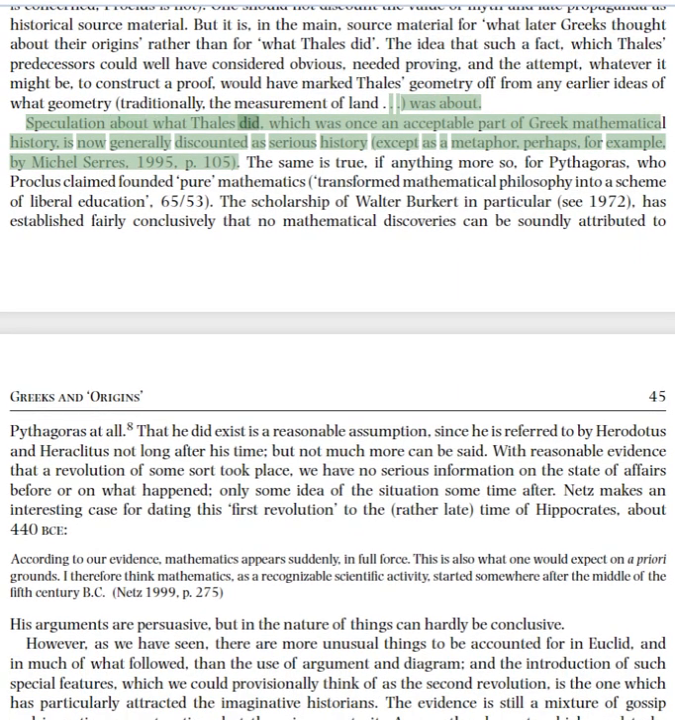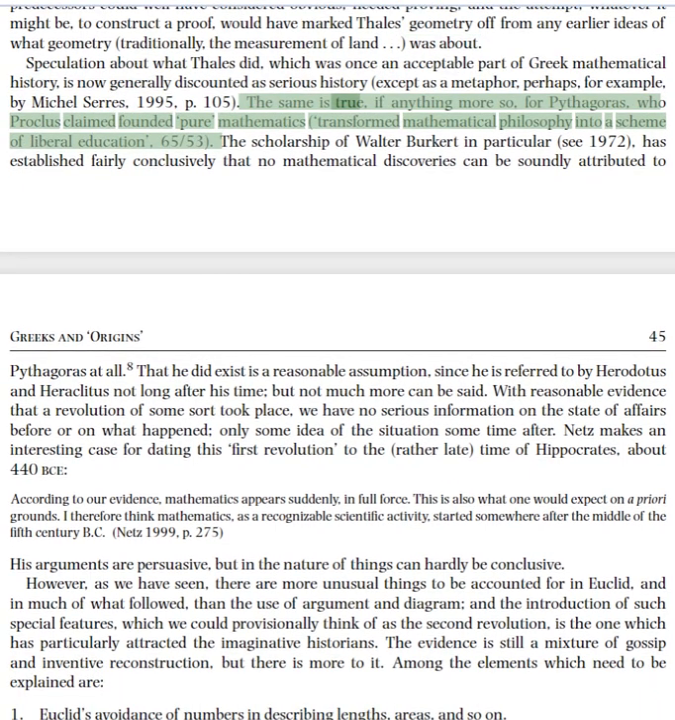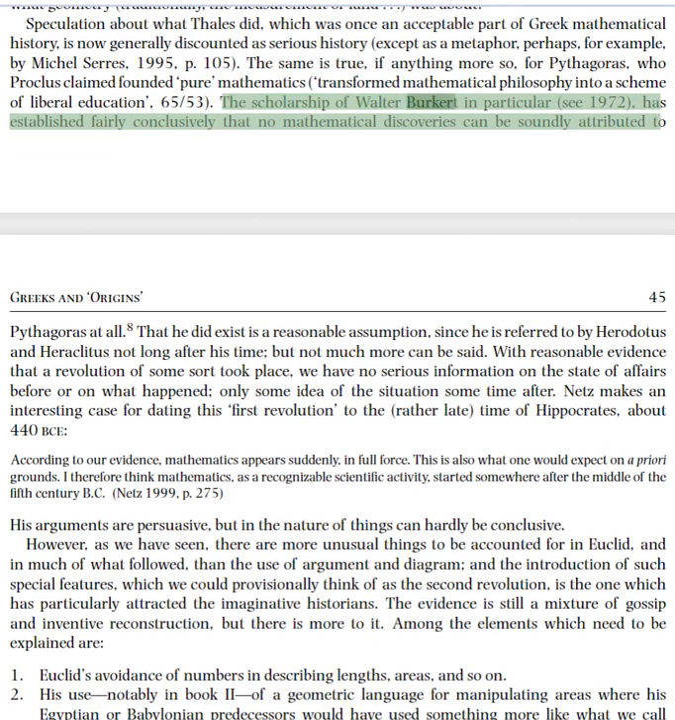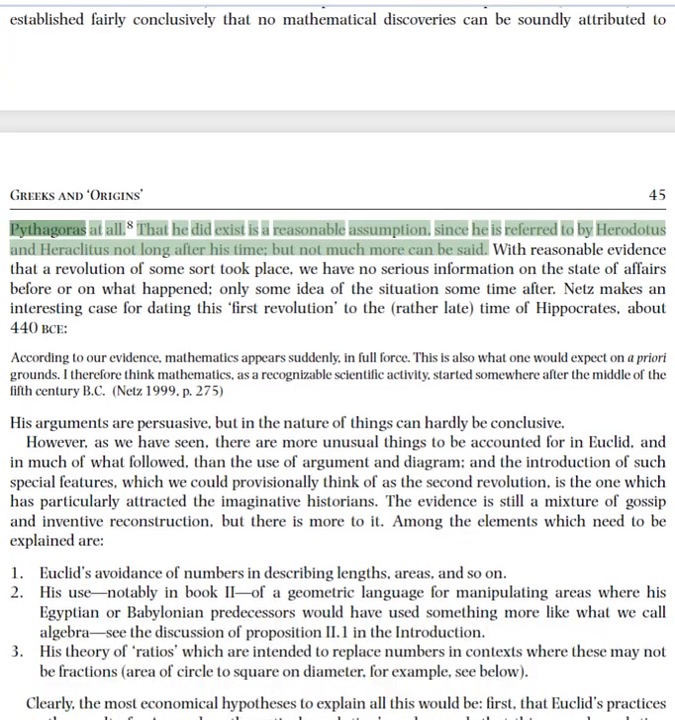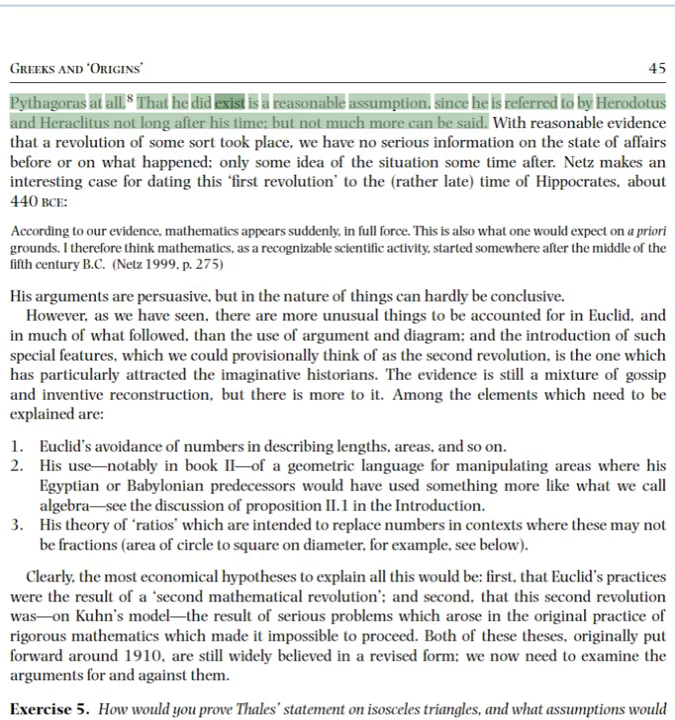Speculation about what Thales did, which was once an acceptable part of Greek mathematical history, is now generally discounted as serious history. The same is true, if anything more so, for Pythagoras, who Proclus claimed founded pure mathematics. The scholarship of Walter Burkert in particular has established fairly conclusively that no mathematical discoveries can be soundly attributed to Pythagoras at all. That he did exist is a reasonable assumption, since he is referred to by Herodotus and Heraclitus not long after his time, but not much more can be said.